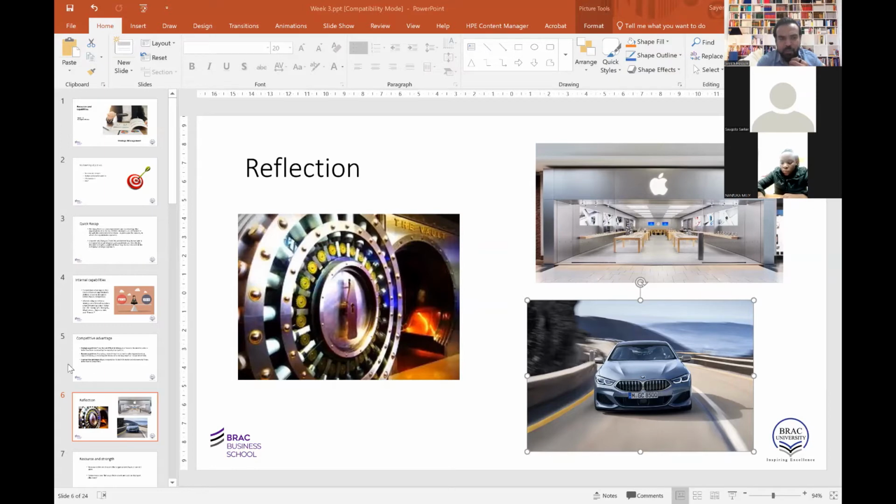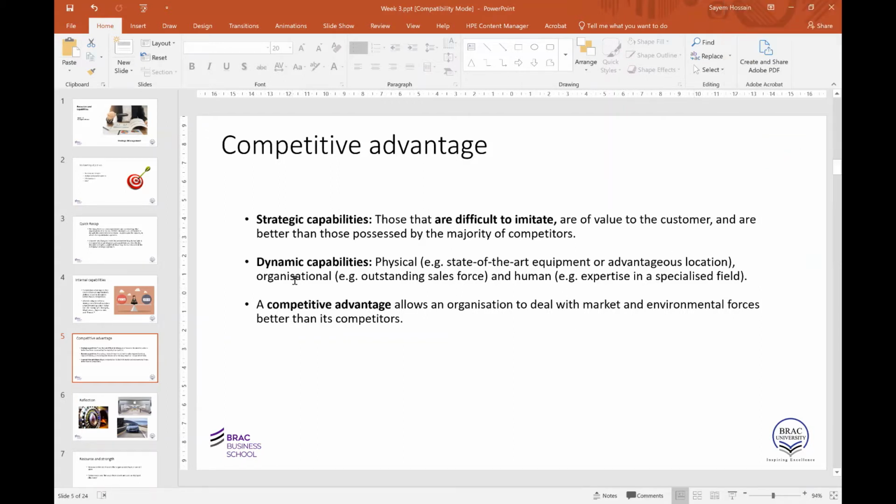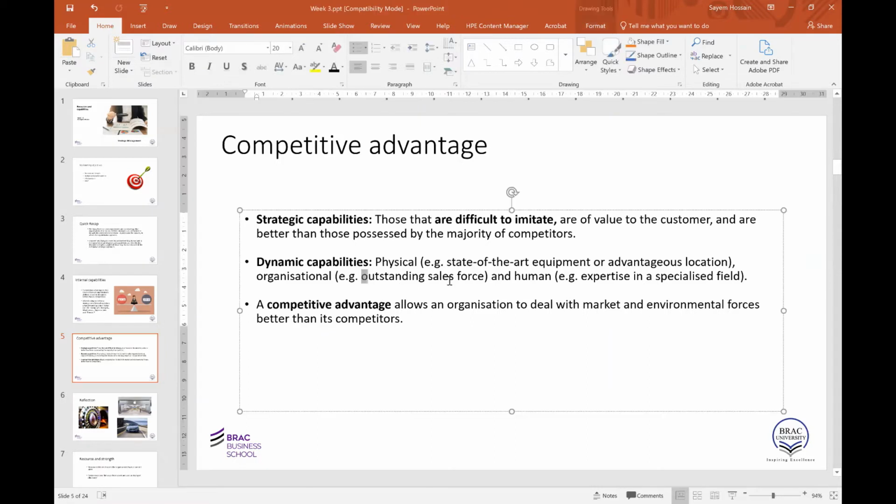But there's another thing that we came to know, which was the dynamic capabilities. Dynamic capabilities are state-of-the-art equipment or advantageous location, or organizational, like an outstanding sales force, human factors. The reason it says dynamic is that it could be changed. So dynamic capabilities is something that you can change time and again, depending on the situation.